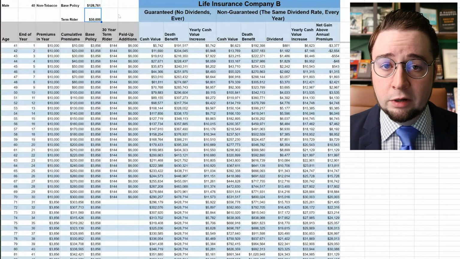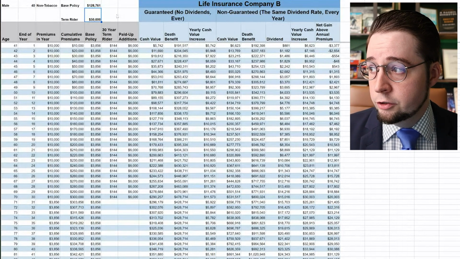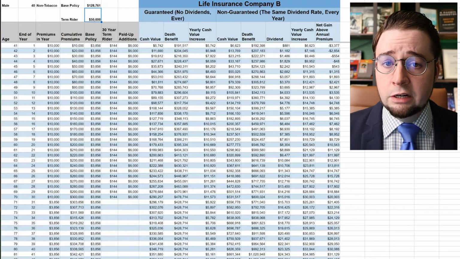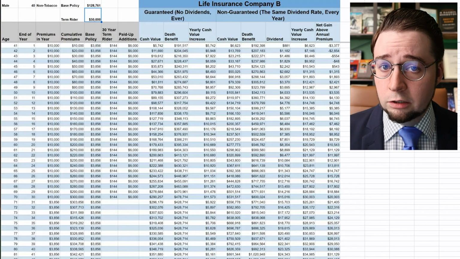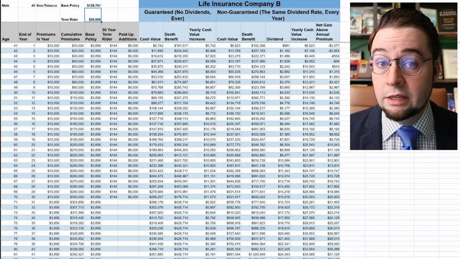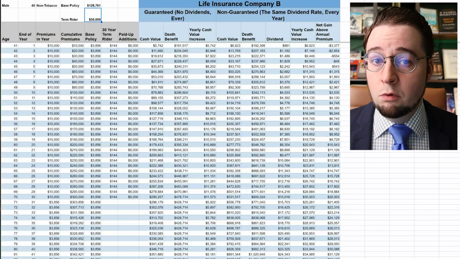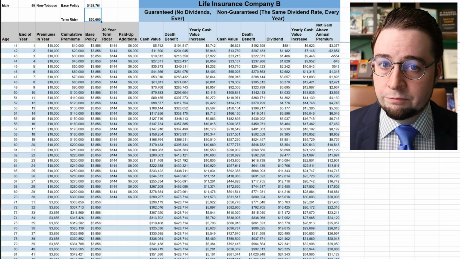Again, it's a level premium 30-year term rider for $50,000 of death benefit. So the death benefit on this policy is substantially smaller than the death benefit on the other policy. But there are other reasons that this policy is more attractive than the first one.